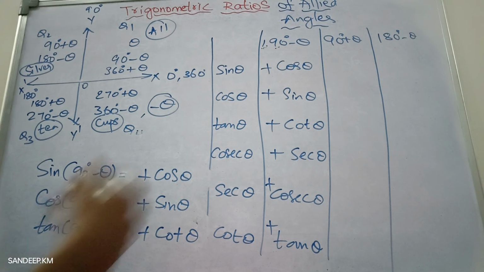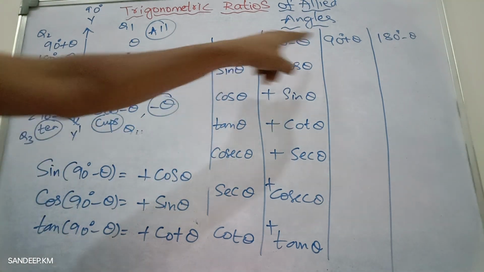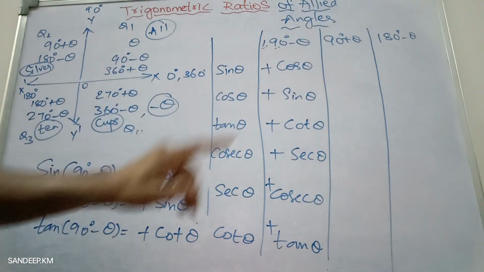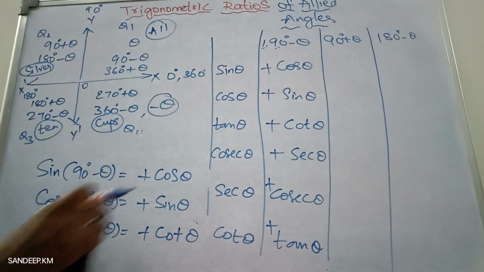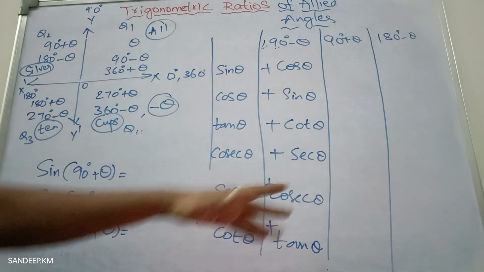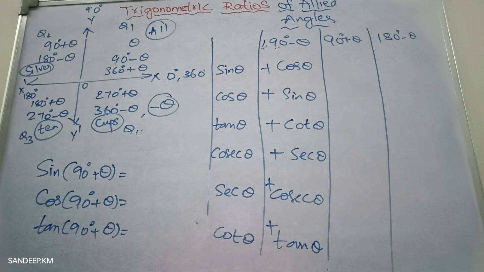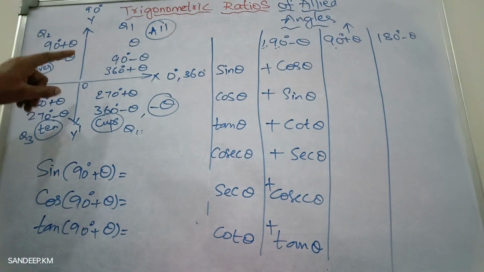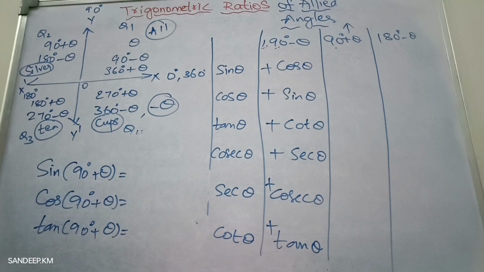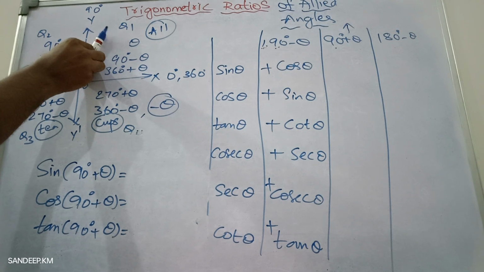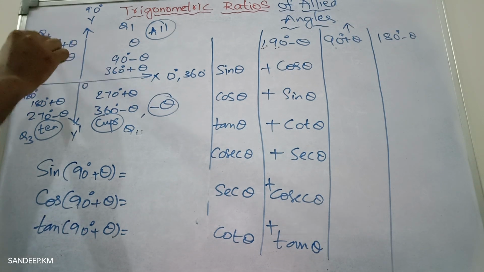Next, let us see how to find sine of 90 plus theta, cos of 90 plus theta, tan of 90 plus theta, and the remaining ones. First, let us talk about the sine. 90 plus theta is an angle in which quadrant? Second quadrant. Here 90 is 90 degrees. Plus means we will go forward, minus means we will come backward. So 90 plus theta is in the second quadrant.